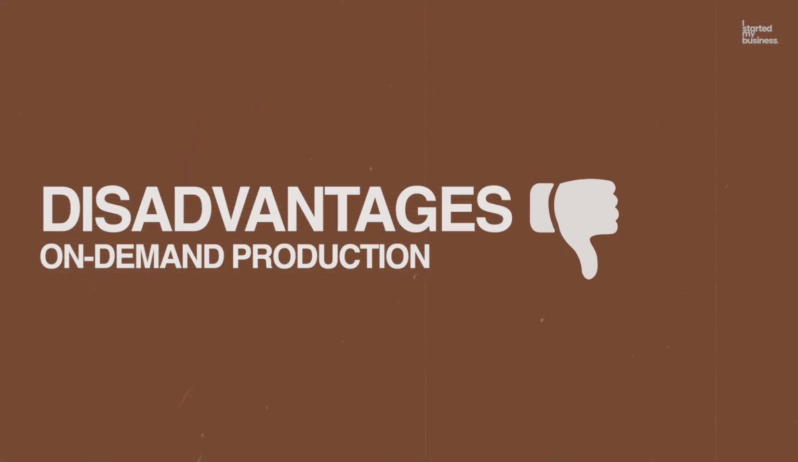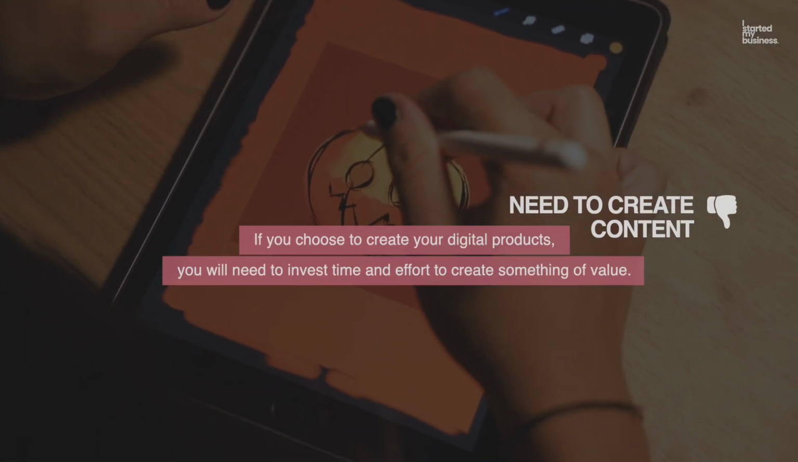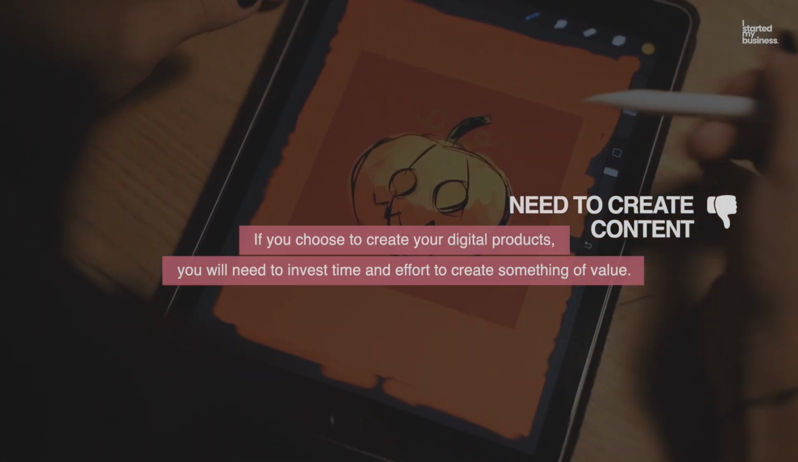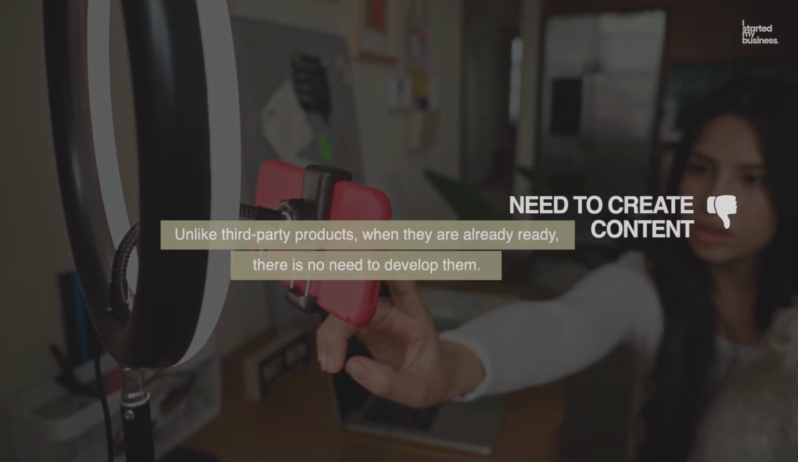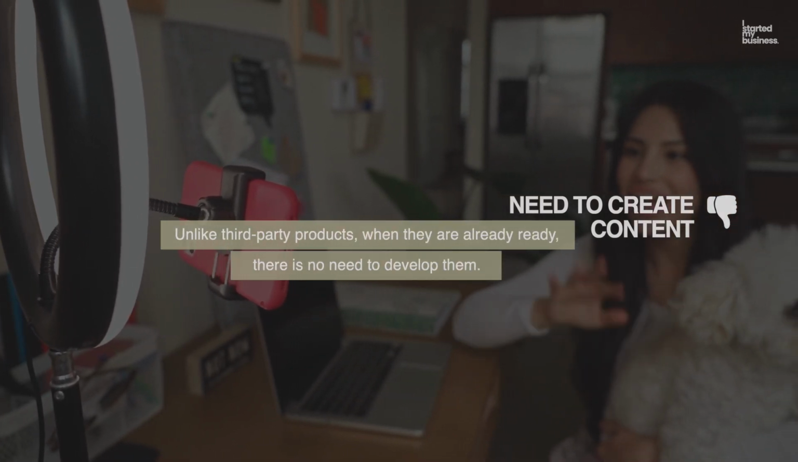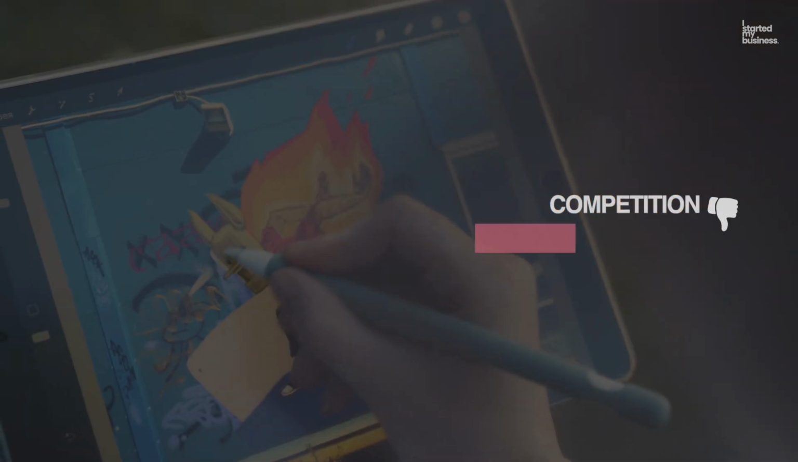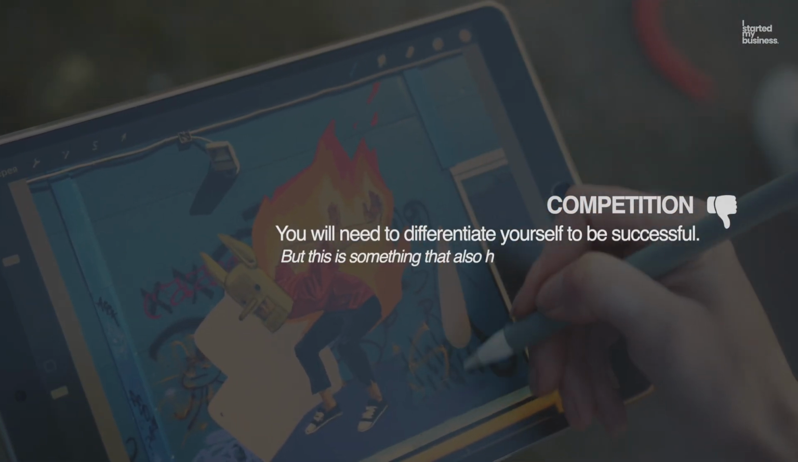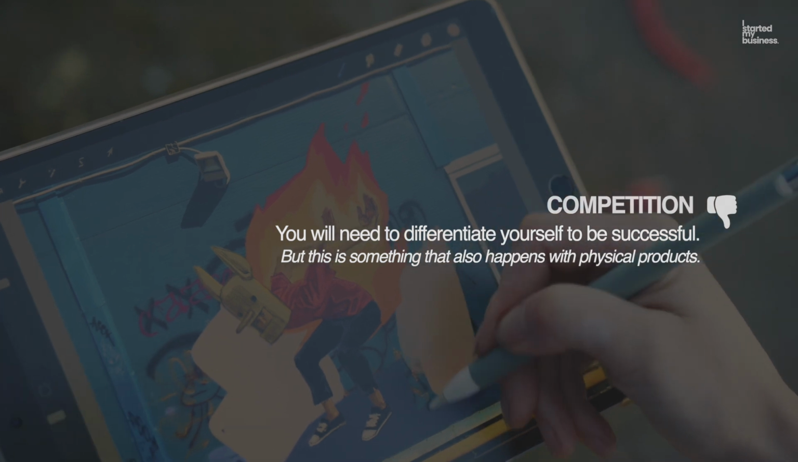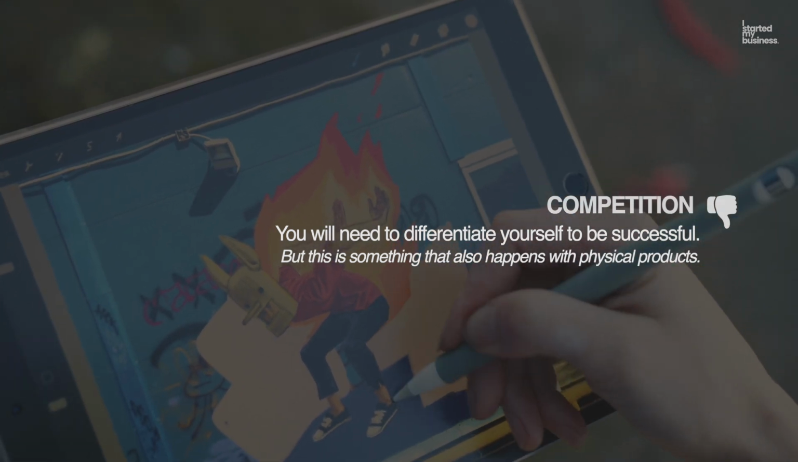Disadvantages of digital products. If you choose to create your digital products, you will need to invest time and effort to create something of value. Unlike third-party products, when they are already ready, there is no need to develop them. Furthermore, the digital product market is quite competitive. Therefore, you will need to differentiate yourself to be successful. But this is something that also happens with physical products.